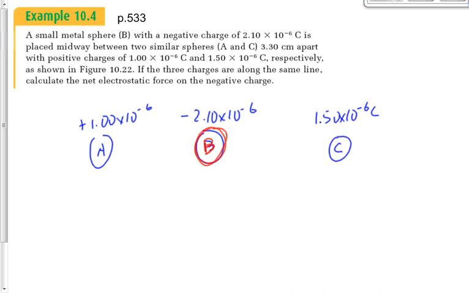Any ideas there? Yep, Simon? Okay, so find the force between A and B, and then find the force between B and C, and then what do you do with those? Okay, so take the difference or add them together or something like that.